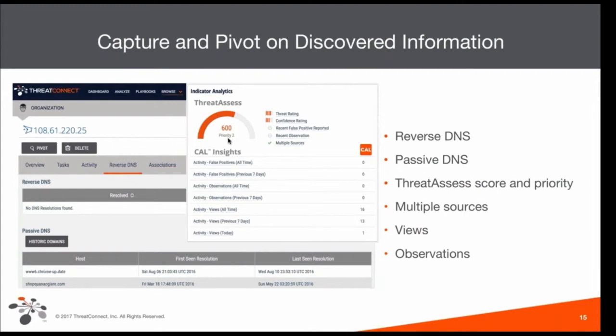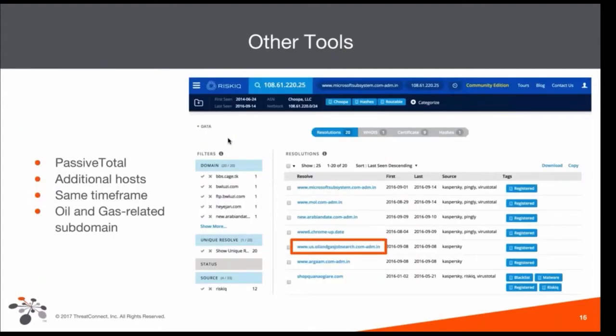Now, at that point, I wasn't really convinced that I found everything there was to know about this IP address, so I decided to turn to one of my other personal favorite tools, which is VirusTotal. My VirusTotal search showed me several additional com-adm.in subdomains that were active around the same time as that Microsoft subdomain.